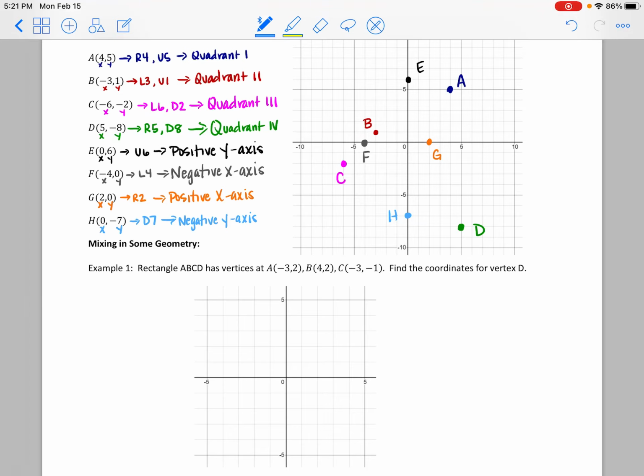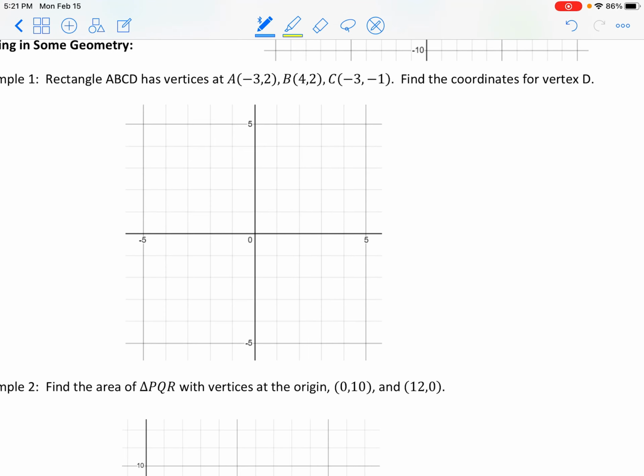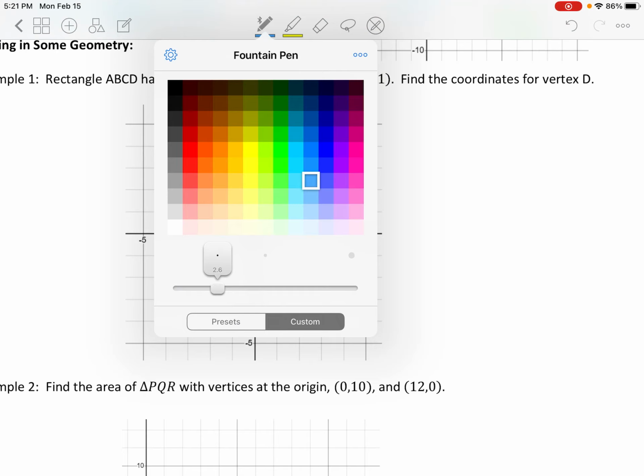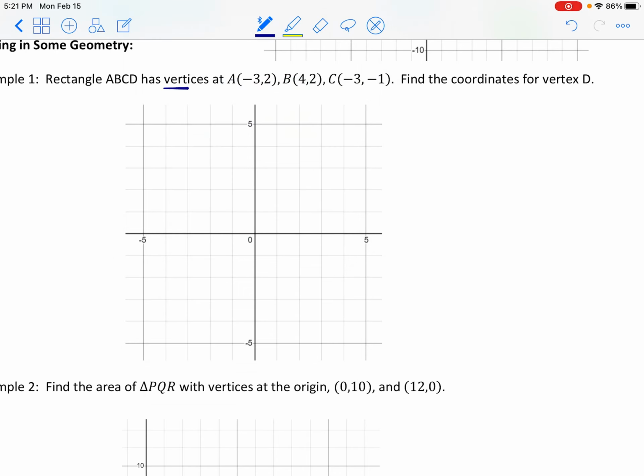Hopefully this is something we've seen before. This is a good review. Now let me just mix in a little bit of geometry to try to make this somewhat interesting. For example, it says rectangle ABCD has vertices at A, B, C, and D we have to find. So vertices are the corners of the rectangle. The vertices are just the corners. So one of the corners is at -3, 2. So if I went to the left 3 and up 2, that is where point A is located.